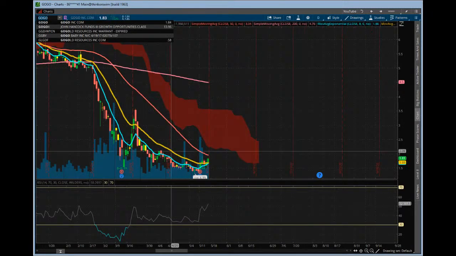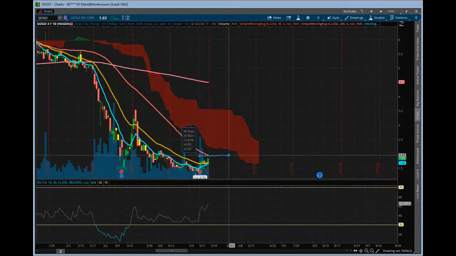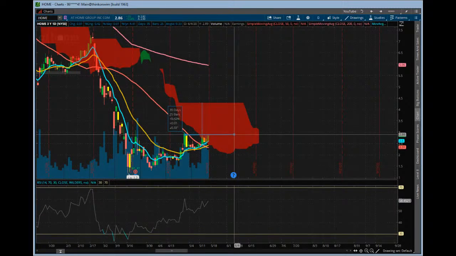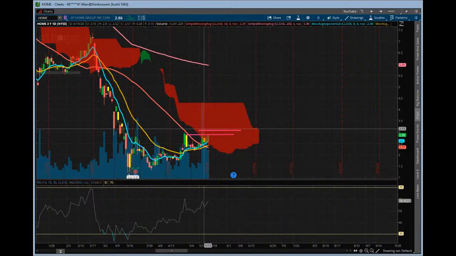GoGo. Trying to get there right there, decent volume, right? Let's see if we can get above these levels, get above the 50-day moving average, back to the cloud. Home. Getting there, right? It defended its prior inside days right here, but it's got a little resistance right here. Resistance, right over that guy too. But it's working its way into the cloud.